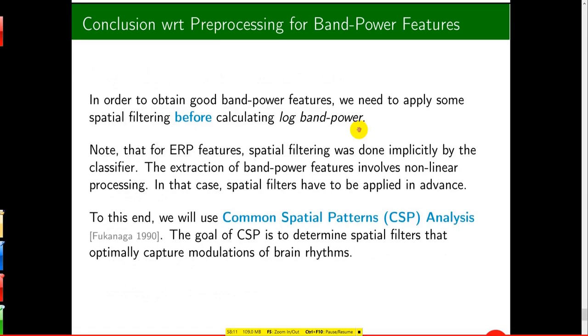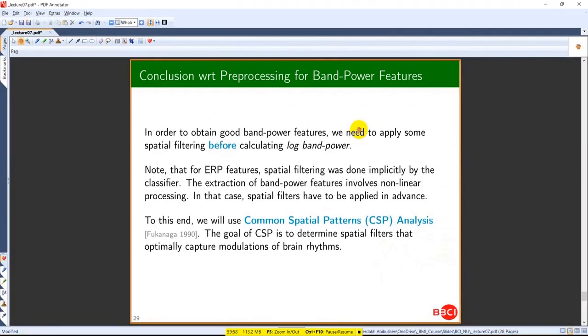Just a conclusion, in order to obtain good band power features, we need to apply some spatial filtering before even calculating log band power. And some research uses tongue imagination. This will also generate very strong suppression. Right, so you can control what to move forward by imagining right, back, left, with both feet in some directions, and a tongue plus BCI can be built. However, again, due to this volume conduction effect, spatial smearing, it's still a very difficult task if you compare to P300-based BCI.